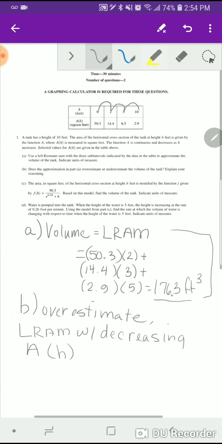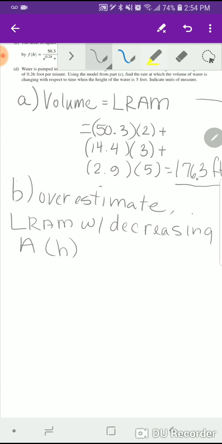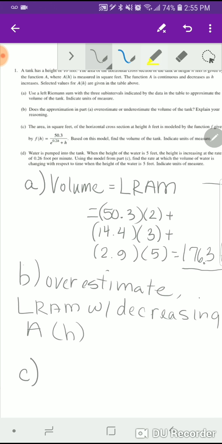Part C. They introduce a new function in Part C, an f of h. And Part C says the area in square feet of the horizontal cross-section at h is modeled by this function f of h. And they give you a function. Based on this model, find the volume of the tank and indicate the units of measure. Well, it says the area in square feet, and so we're reading square feet here.